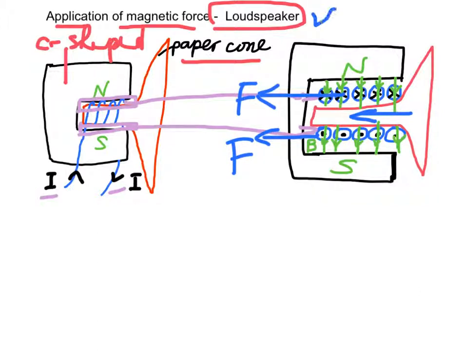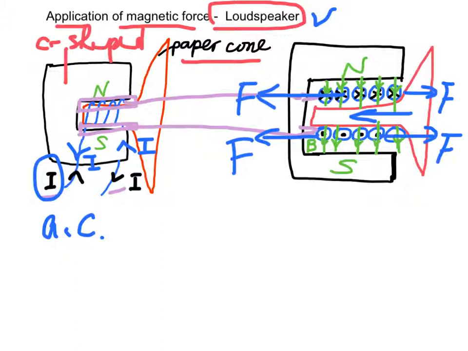For a loudspeaker, the current is alternating current. When the current direction is reversed, the magnetic force acting on the wires will be towards the right. Hence, the paper cone will move to the right.